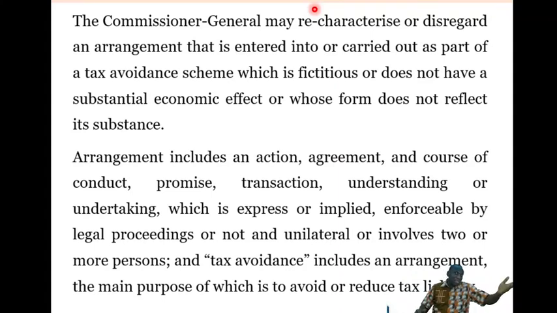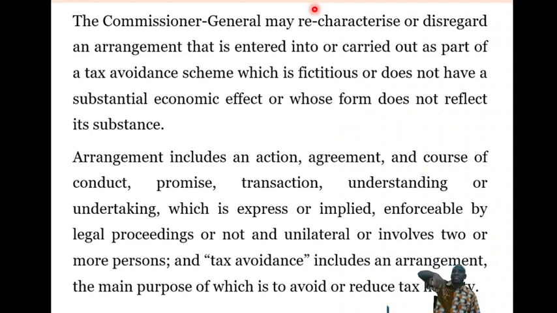It can be expressed, it can be implied, enforceable or not, and it involves two or more persons. One person cannot make an arrangement. Arrangement always involves what? Two or more persons. That's why once the people are related, it's very easy for them to engage in an arrangement.